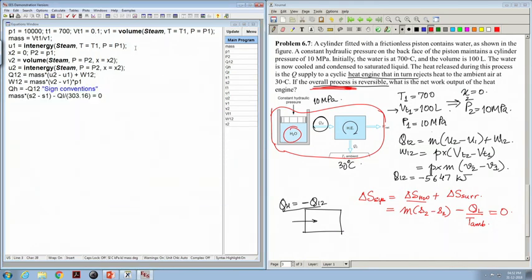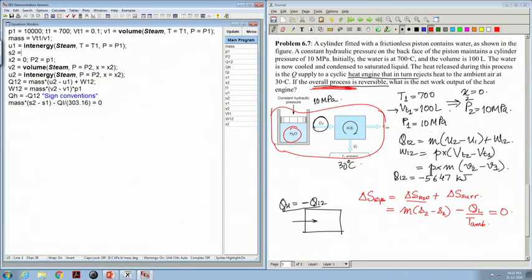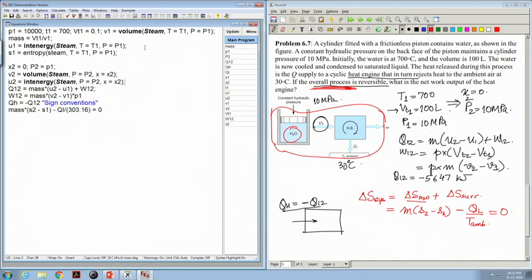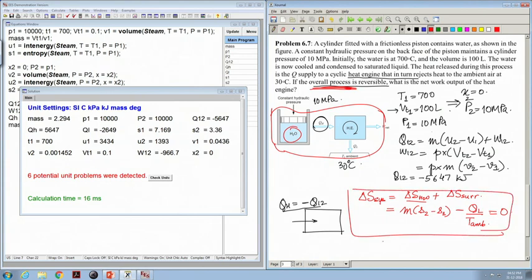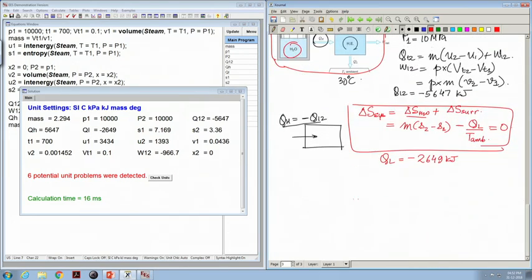So we have forgotten to fetch the properties, the property entropy. S1 is this, S2 equal to entropy, steam, P equal to P2, X equal to X2. So let us see what QL is. So QL as per this equation is minus 2649 kilojoule. Okay.